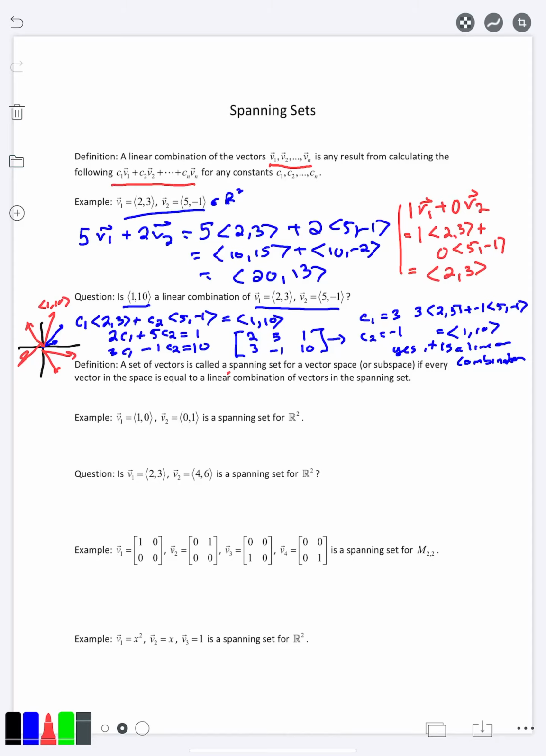And that is called a spanning set. Again, the definition for a spanning set is: can you reach every possible vector as an output using linear combinations?